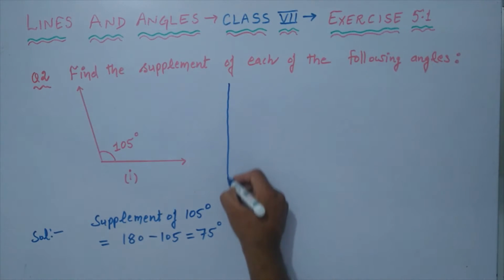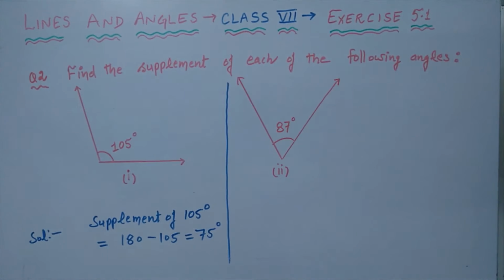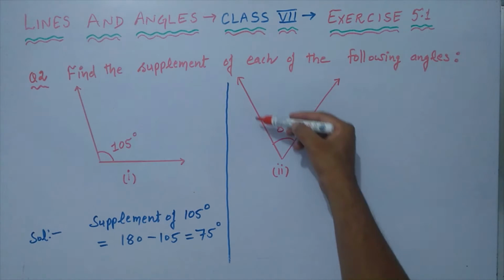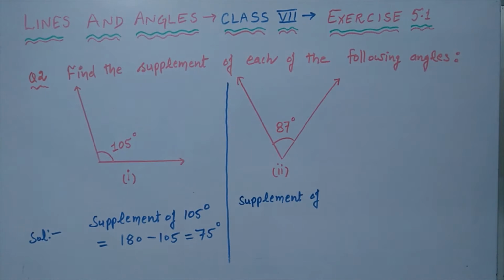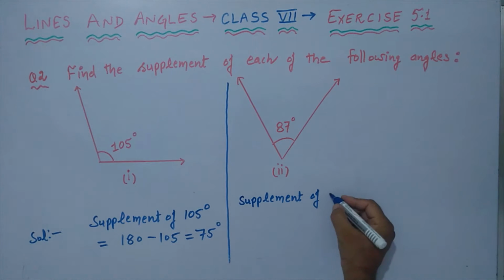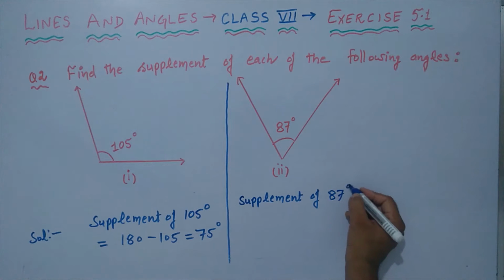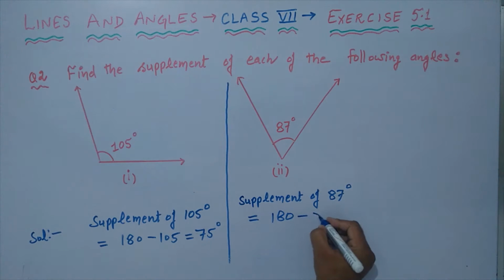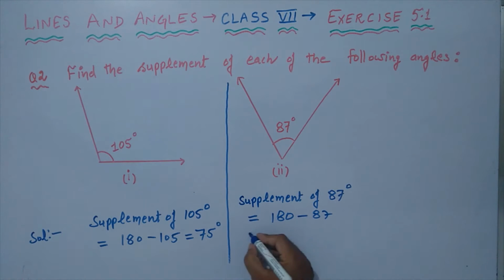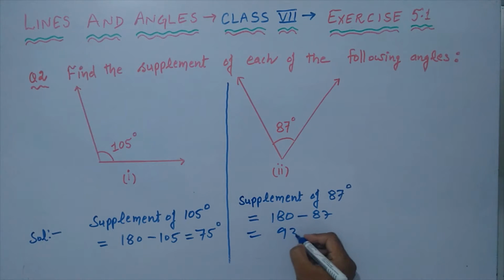Now we have the second part. Second part is what is the supplement of 87 degree? So here we have supplement of 87 degree is equal to 180 minus 87, which is equal to 93 degree. Right? So this way, subtracting from 180 degree, we can find the supplement angle.